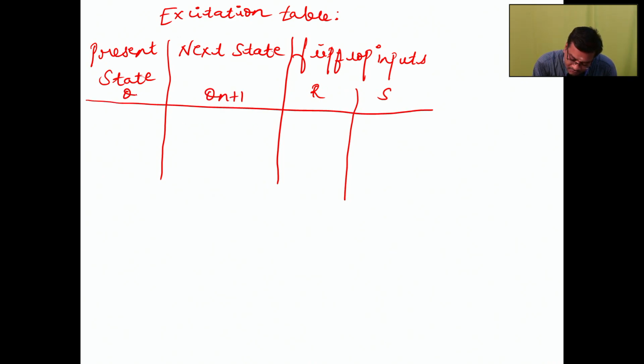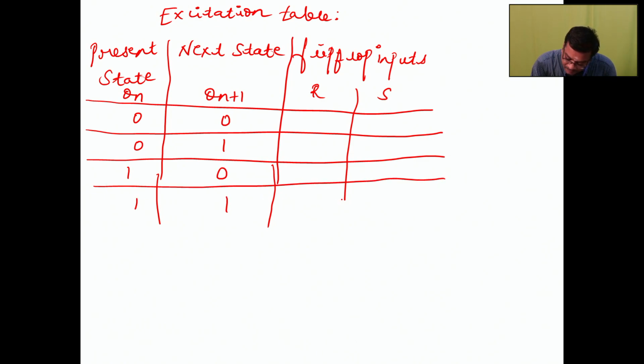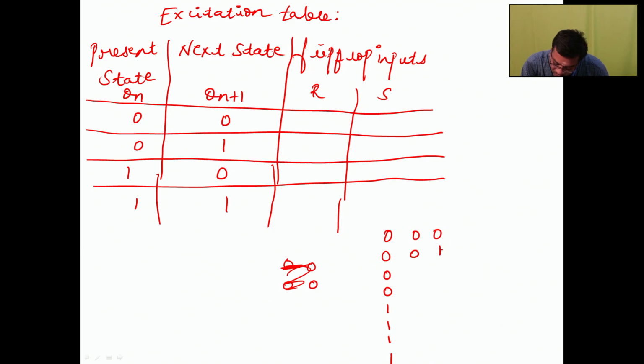Qn plus 1, Qn: 0 0, 0 1, 1 0 and 1 1. So we can write the characteristics table, and by using that only we are going to derive the excitation table. Present state 0 0 1 1, R and S values 0 0 0 1 1 0 1 1. 0 0 is no change, 1 0 don't care, 1 1 0 don't care.